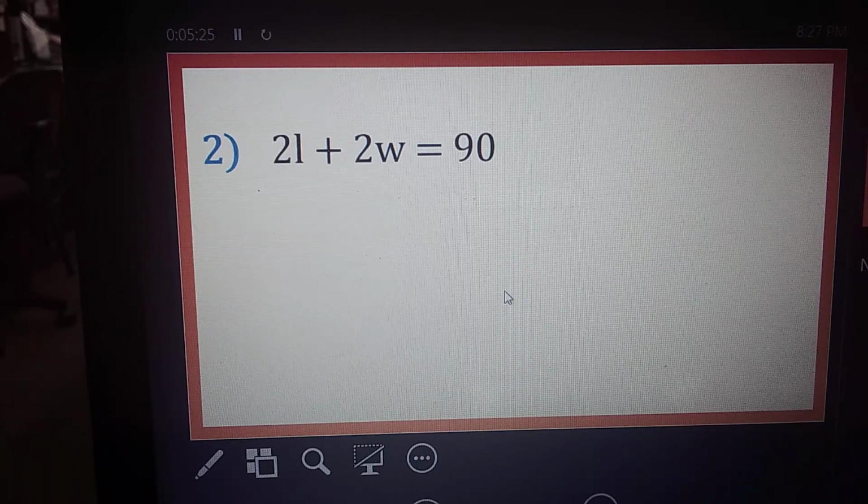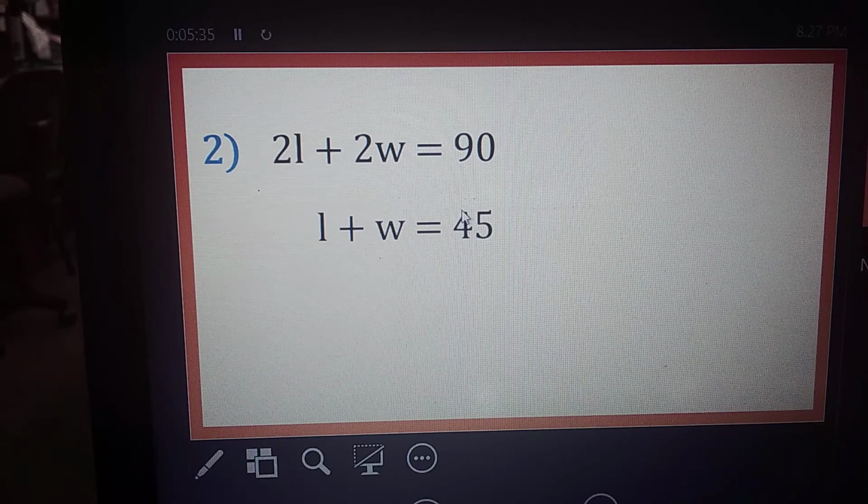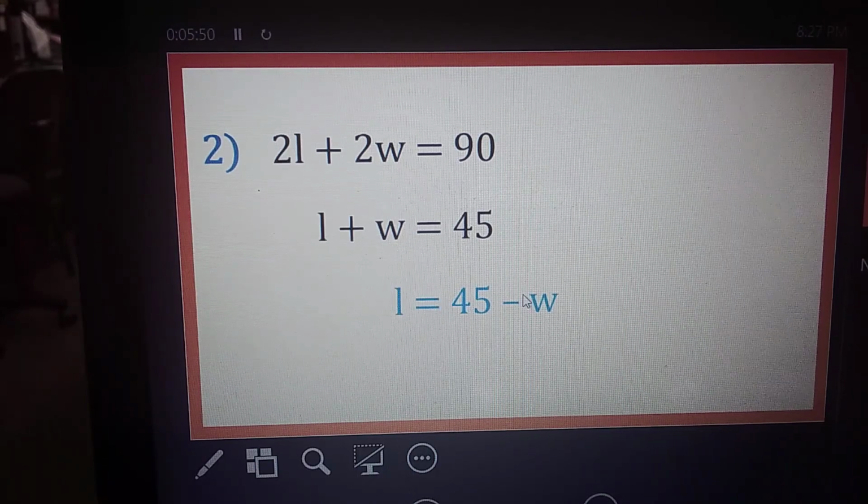That is 2L plus 2W equals 90. Then we will simplify this. Divide everything by 2. So 2L becomes L, 2W becomes W, and your 90 will become 45. And then from there, we transfer W to the right side. So positive W becomes a negative W. So there you go. That is our representation now for solving for the value of L.